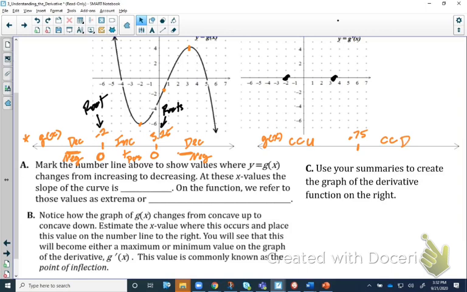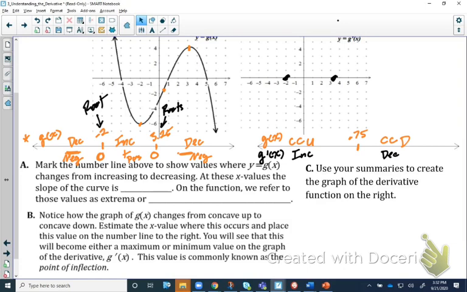So that means that the derivative of the function, wherever it's concave up, my derivative function needs to be increasing, and where it's concave down, my derivative function needs to be decreasing. So let's take a look here. What is the function going to look like?